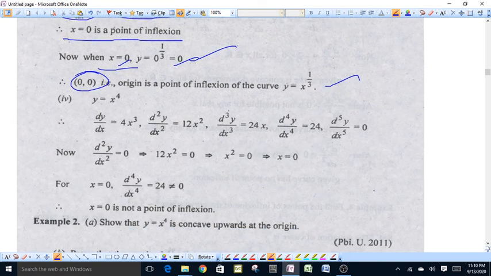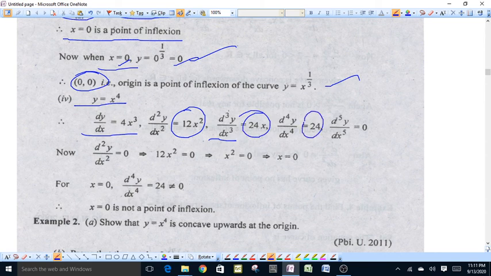Suppose that we have another curve y is equal to x raised to power 4. First order derivative is 4x cube. Second order derivative is equal to 12x square. Third order derivative is equal to 24x. Fourth order derivative is equal to 24, and fifth order derivative is equal to 0.